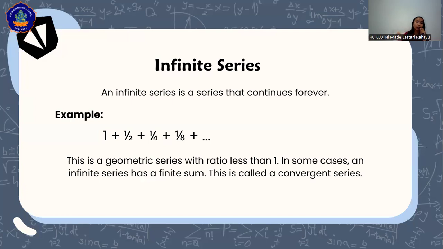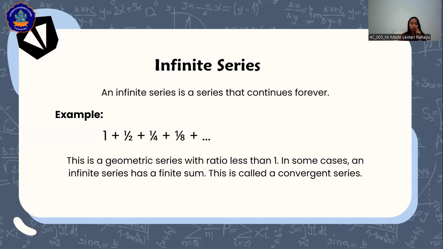Okay, the last type of series is the infinite series. An infinite series is a series that continues forever. For example, you have 1 plus 1 half plus 1 quarter plus 1 eighth, and so on. This is a geometric series with a ratio less than 1. In some cases, an infinite series has a finite sum. This is called a convergent series.